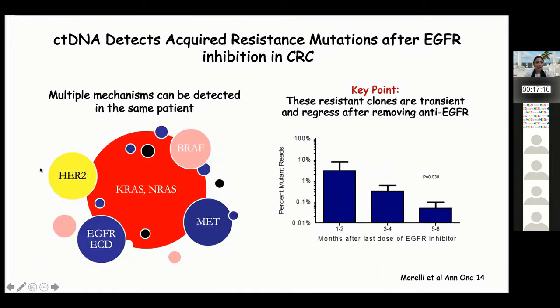Because we do know that these patients have multiple mechanisms that can cause resistance to panitumumab as well as cetuximab in those initially RAS wild-type patients. And what's more important is we know that these resistant clones are transient, and they regress after removing anti-EGFR therapeutic agents. So potentially that's telling us that we could re-challenge these patients.